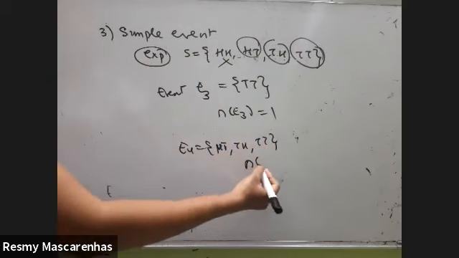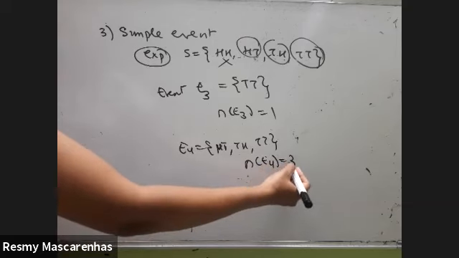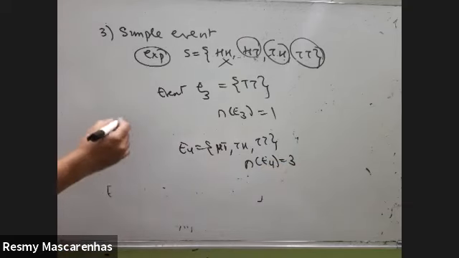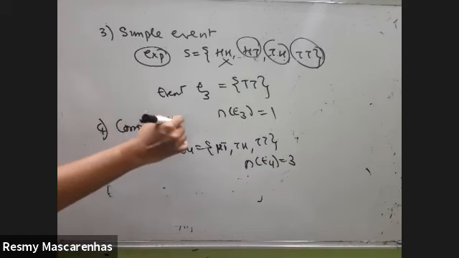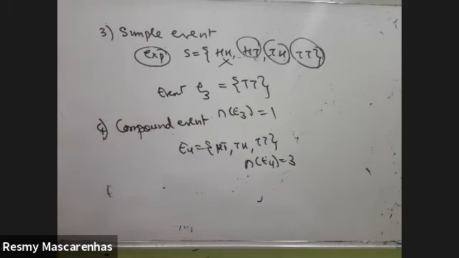How many elements are there? 3 elements, obviously more than one. So that's why it is called a compound event. Even if there were 2 elements, still it would be a compound event. So anything more than one is called compound.